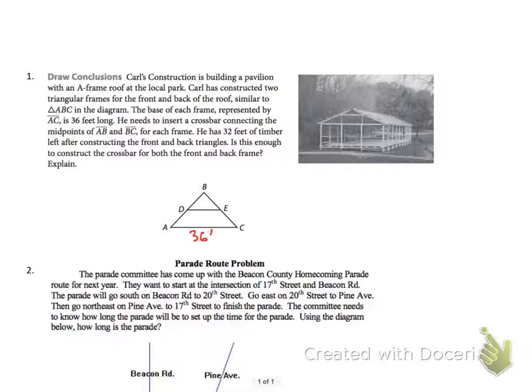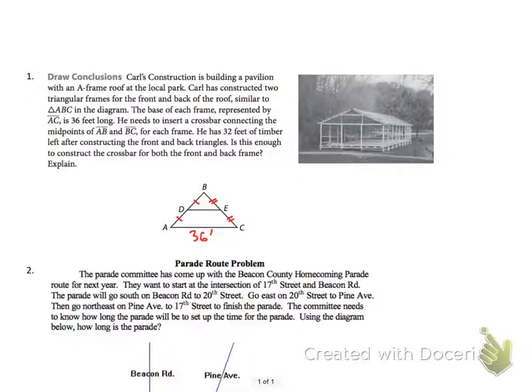All right, now what kind of situation are we looking at? Is this mid-segment, side splitter, angle bisector, similar triangles? Mid-segment, okay. So notice that they were saying that the crossbar needs to connect the midpoints of AB and BC. That means that these are going to be congruent, and those will be congruent, right there. So in this kind of situation, it is mid-segment. The congruency marks aren't there, but you can add them. All right, so if we've got this, what is the length of DE?